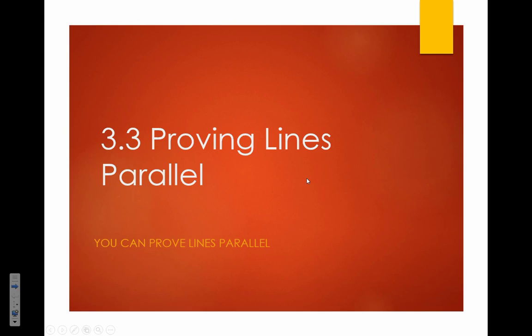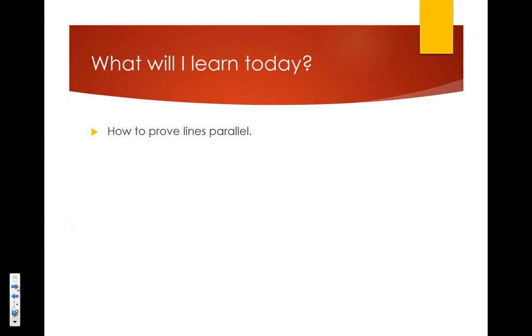Today we're going to take what we've learned about parallel lines and their related angles. We're going to use that to prove that lines are parallel. So that's what we're going to learn today: how to prove lines are parallel.